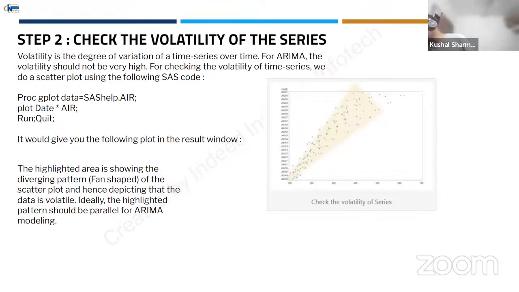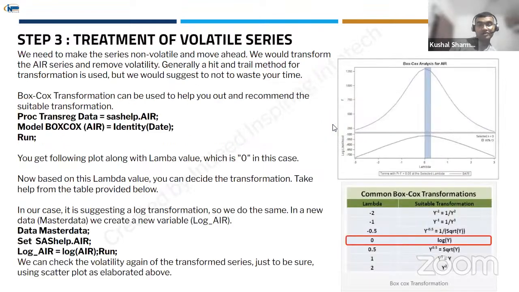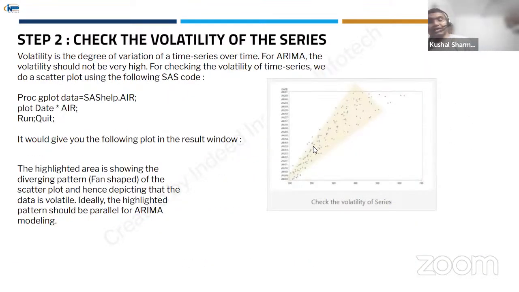We also need to check the volatility. So how to check the volatility? We can check with the help of proc gplot data=sashelp.air, plotting date with respect to air. Some data will be there on which a fan kind of structure is drawn. This shows that it is not parallel. It needs to be parallel actually. So that shows the presence of volatility, and therefore, yes, we need to remove it. That is something we need to do.